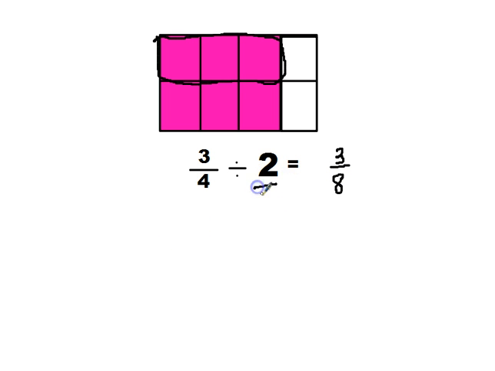Let's do the math. Okay, 3/4 times the reciprocal of 2. 3 times 1 is 3. 4 times 2 is 8. Done. And looking good.